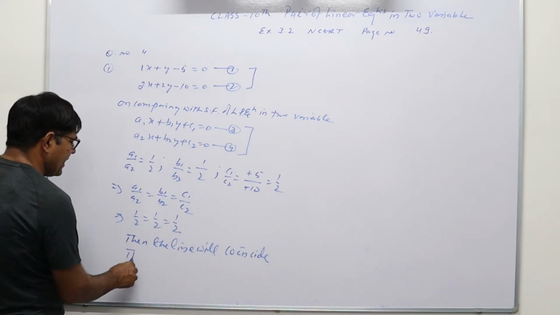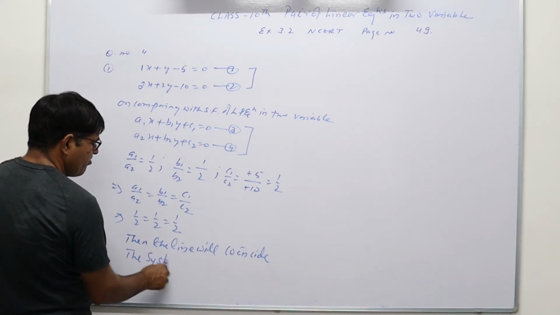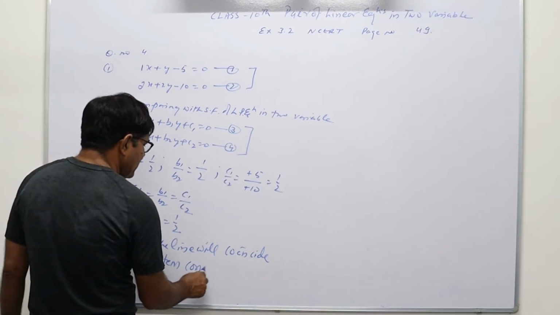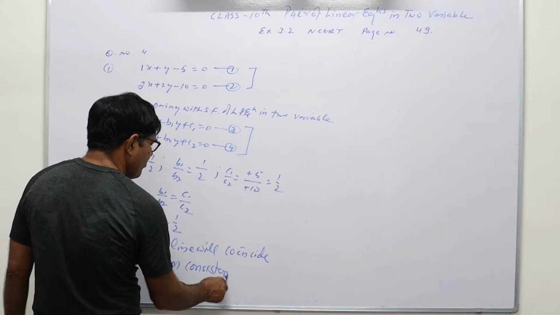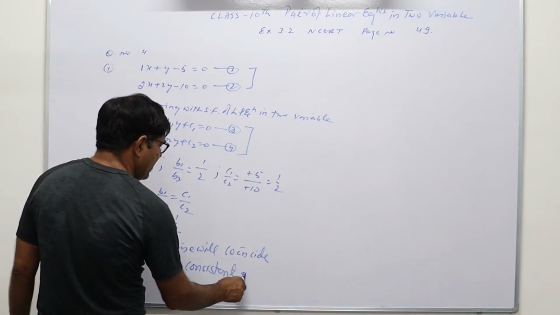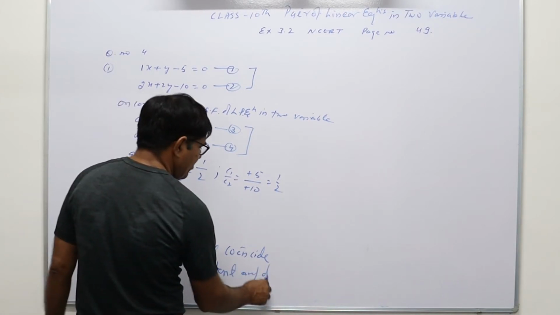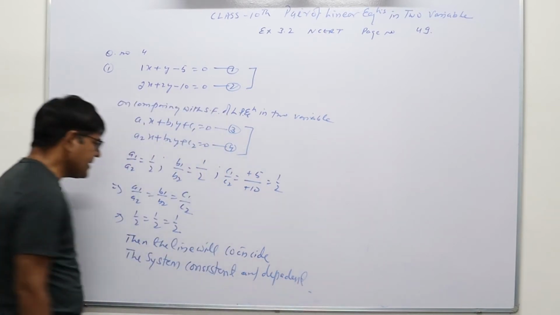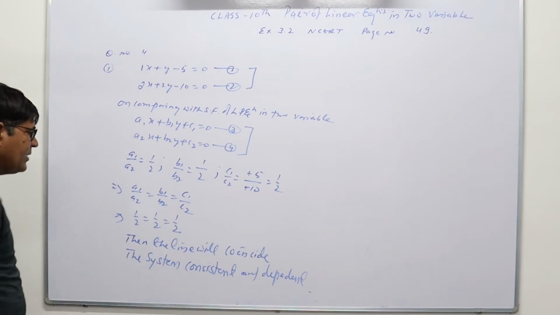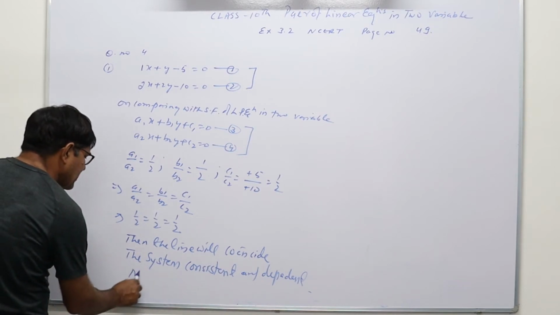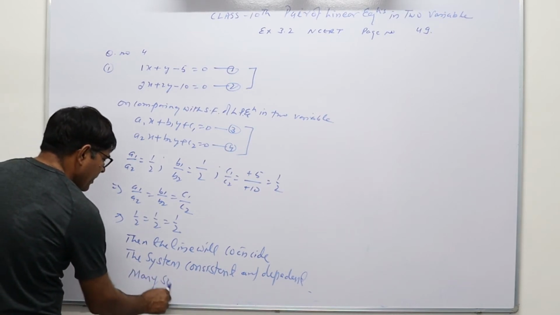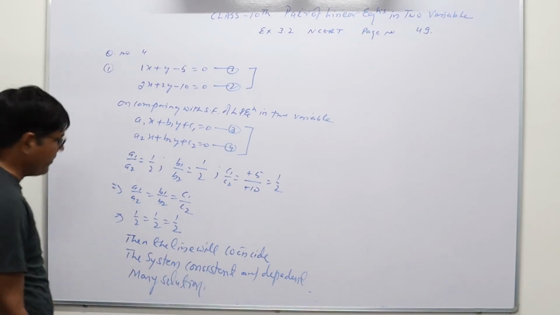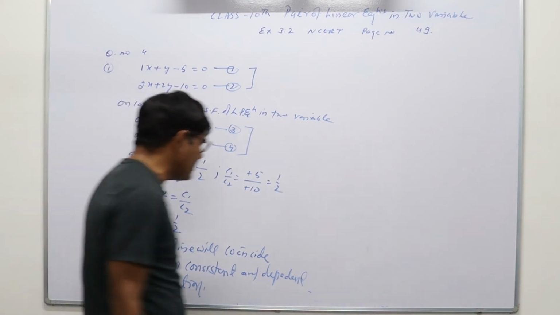So the system is consistent and dependent, so it has many solutions. Now we have to solve graphically. So first we will draw the graph of the first equation.